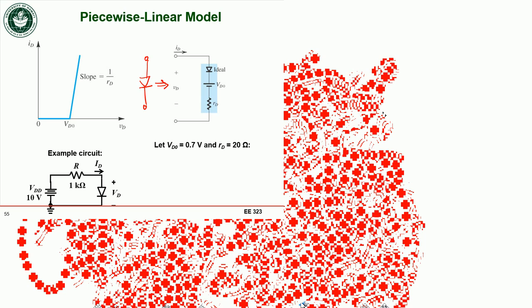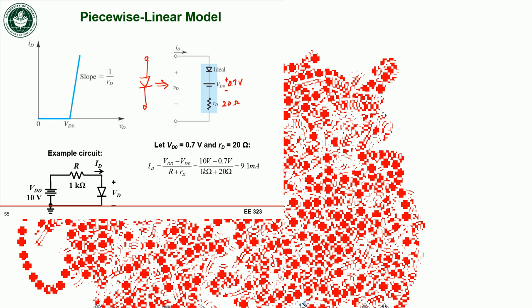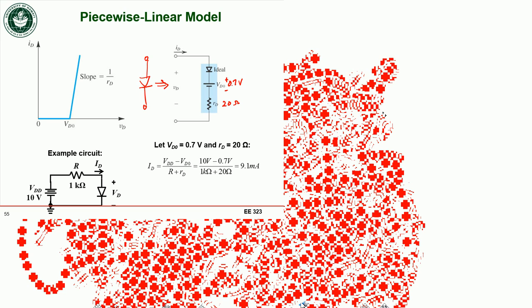Okay, so what is the diode current going to be? How do we figure that out? It's not 0.7 divided by 20, because this is 0.7 volts here, and my 20 ohms is there. But I can do, okay, so it's going to be this DC voltage minus the 0.7 volts, and I divide by the combination of the two resistors that I have in the circuit, R and this RD. Okay, so that gives you 9.1 milliamps.